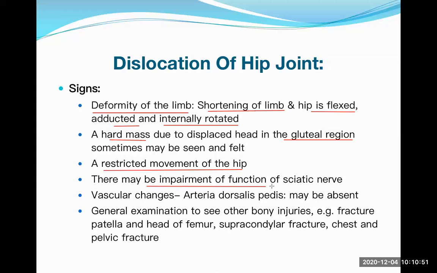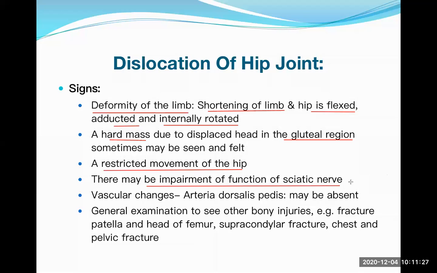There may be impairment of function of the sciatic nerve. Now, we all know the sciatic nerve is the biggest nerve in our body. It is the thickest nerve in our body. So what is the origin of the sciatic nerve? Anyone? From where does it come? Lumbosacral plexus. Good. That answer is enough. Lumbosacral plexus, L4, L5, S1, S2, S3. These are the origin of the sciatic nerve.